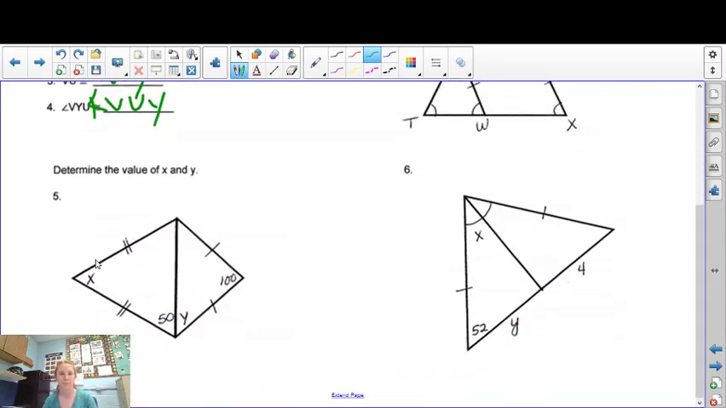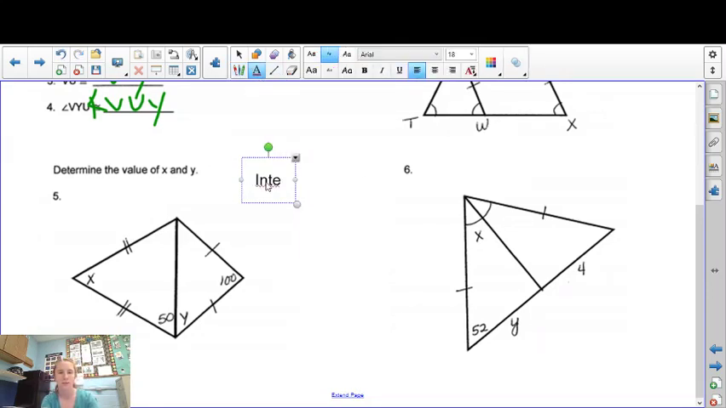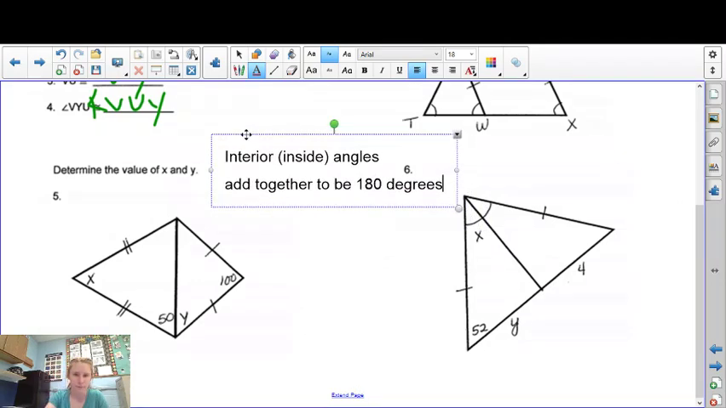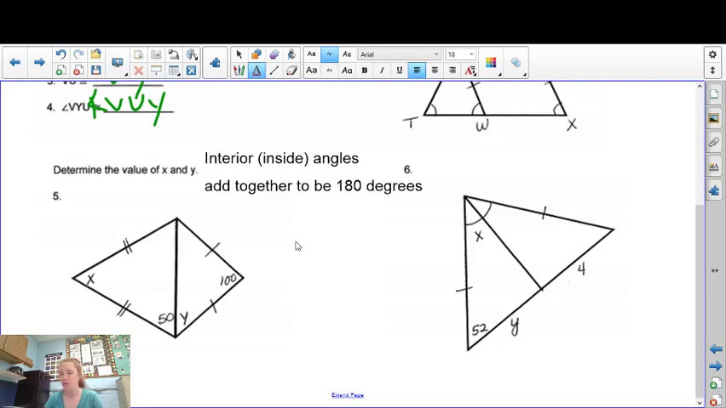All right, next one. We're going to go ahead and determine the values of X and Y. Now recall, and I want you to write this down if you haven't already, interior or inside angles add together to be 180 degrees. In a triangle, all interior angles add together to be 180 degrees.